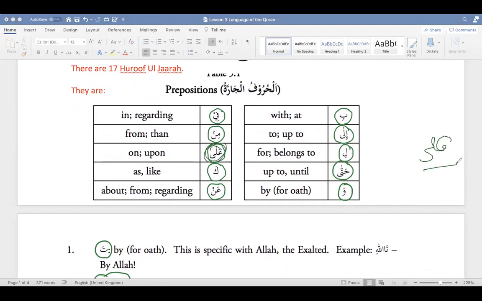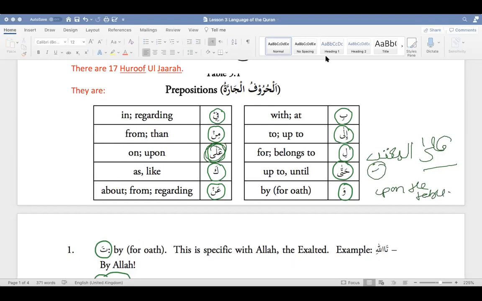Ala. Anything that comes after ala is going to have a kasra on it. So let's say ala al-maktabi, upon, on. And ba. Ka means like, mithl, or ka farasin.